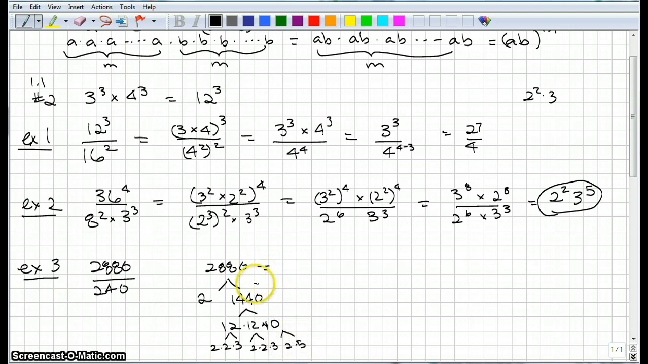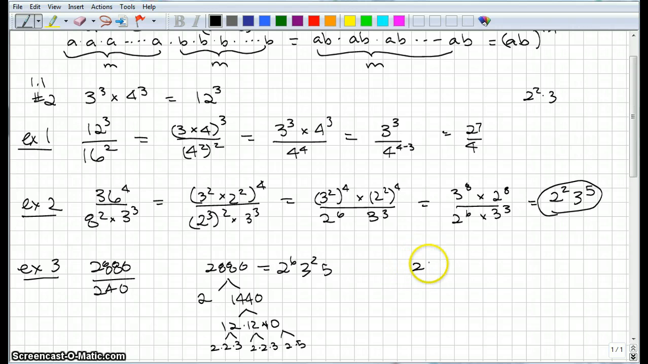So if we want to write this in terms of its prime factors, we have 1, 2, 3, 4, 5, 6 2's, so 2 to the 6th. And then we have 2 3's, so 3 squared, and it looks like we have one 5. So that's 2880 in terms of prime factors.